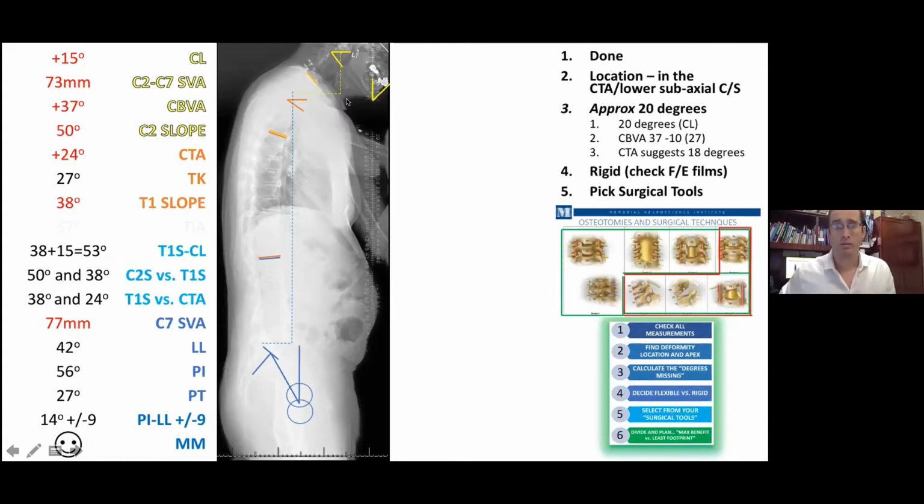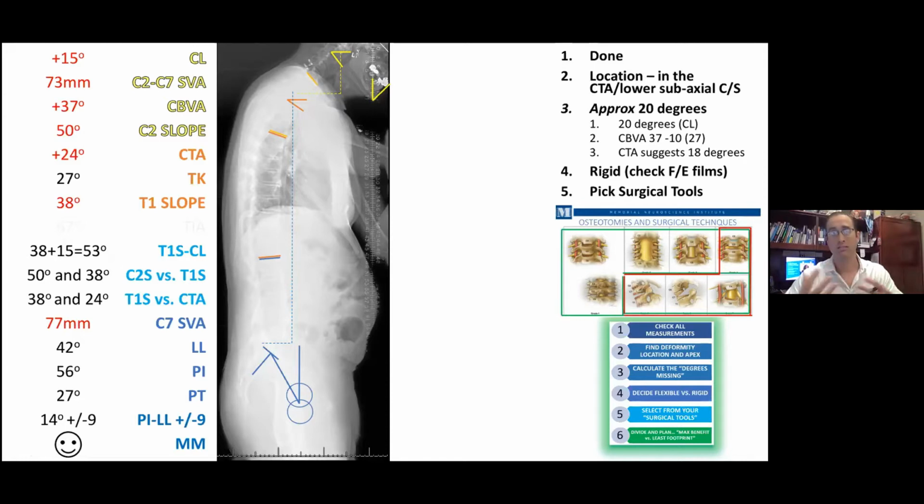So what do we do? Step one's done. We said, let's calculate all the parameters. We do it in 30, 60 seconds. Number two, let's locate and try to identify where we're going to say the deformity is. We're going to say it's in the junction or it's in the lower subaxial spine, which also makes sense intuitively because he's had a laminoplasty, he filled below. That's what faculty would say with all their experience. They'd say, oh, just do this.